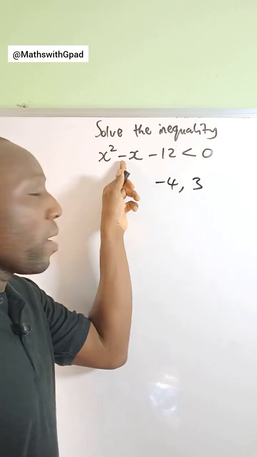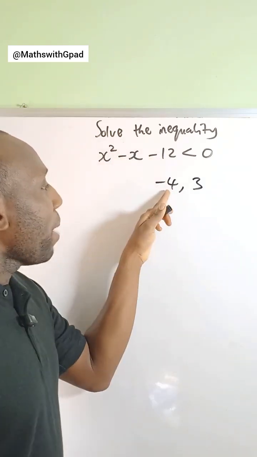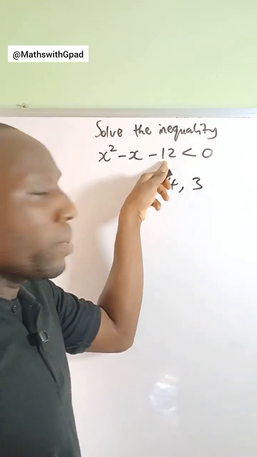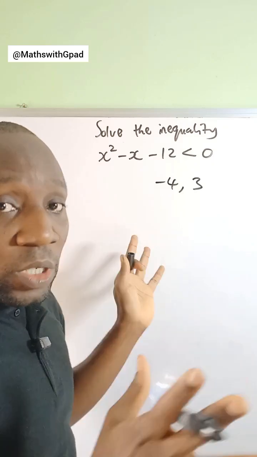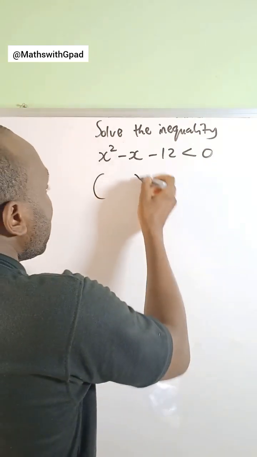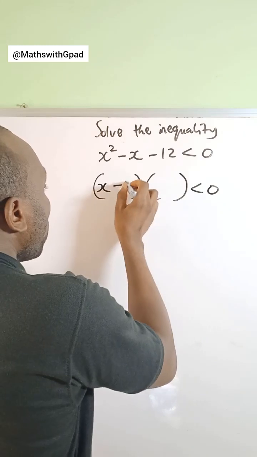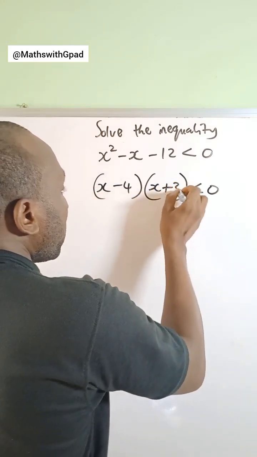Quickly, that will be minus 4 and 3. Minus 4 plus 3 is minus 1, because the coefficient of x here is minus 1. And minus 4 times 3 is what? Minus 12. So we have already gotten the two factors. Now let's open two brackets, of course, less than 0. So x minus 4, and x plus 3.